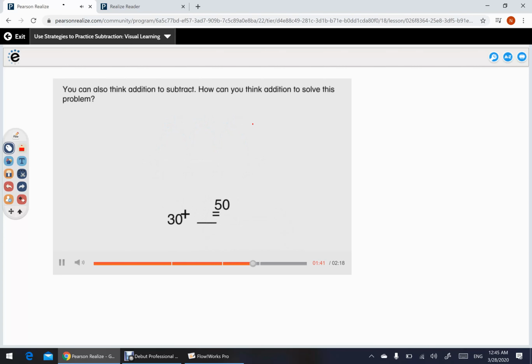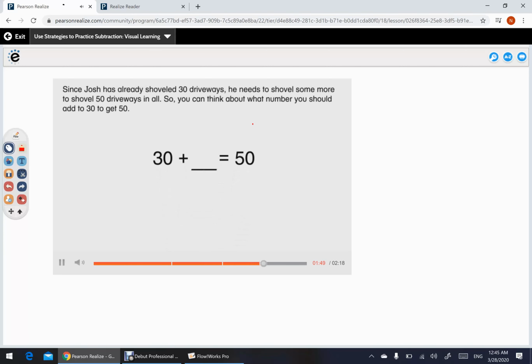You can also think addition to subtract. How can you think addition to solve this problem? You remember? Since Josh has already shoveled 30 driveways, he needs to shovel some more to shovel 50 driveways in all. So you can think about what number you should add to 30 to get 50.